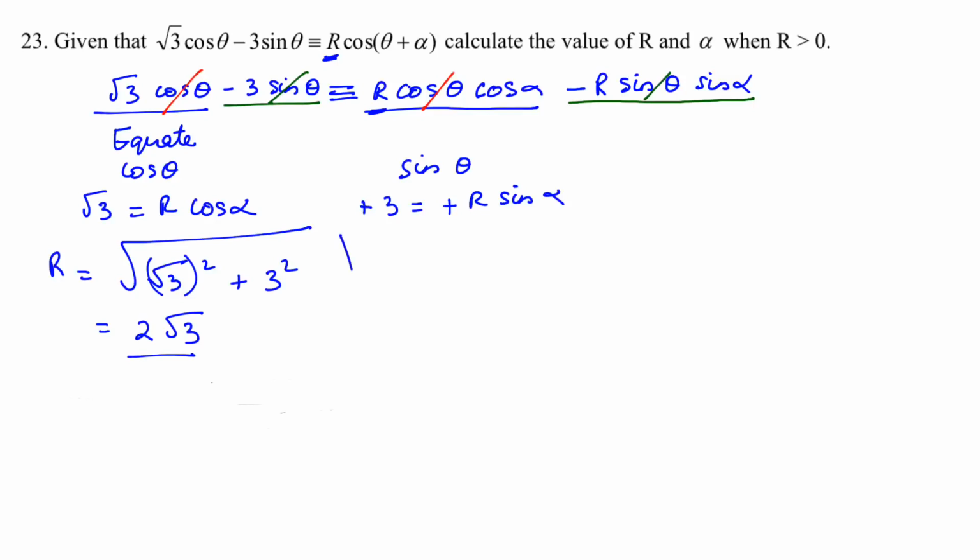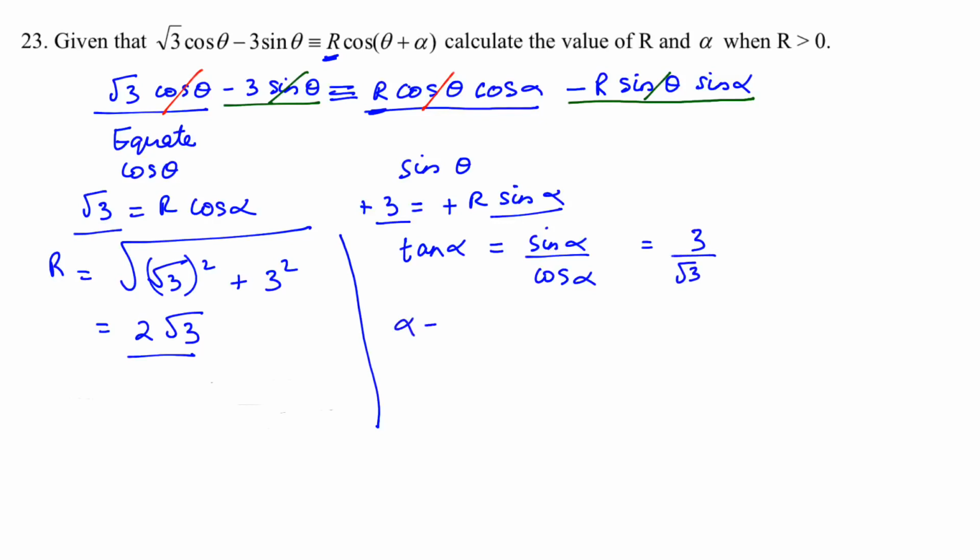Now that we are done with that, we have to find alpha. So tan alpha, we write is equal to sin alpha over cos alpha. What is your sin alpha? 3. And cos alpha, square root 3. So alpha is equal to tan inverse 3 over square root 3. Alpha is equal to 60.